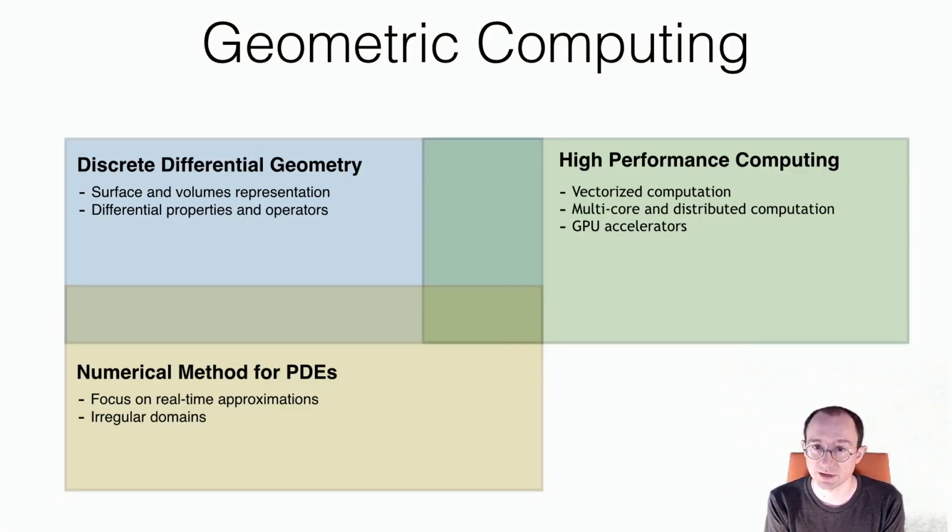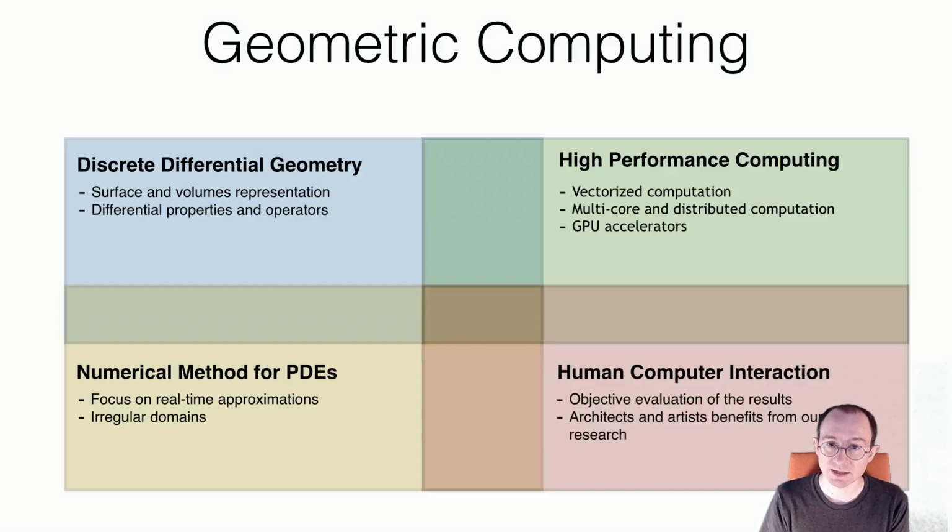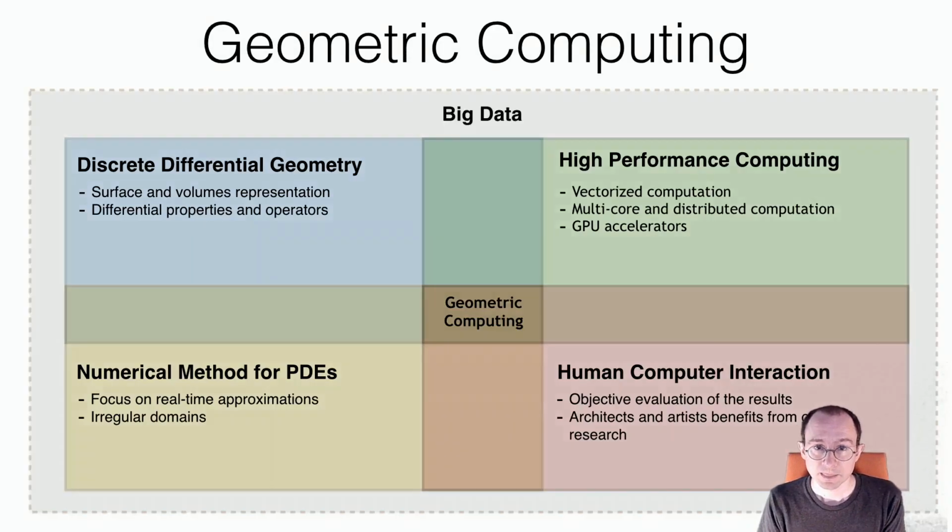So there is also a part on how to accelerate computation using either vectorized computation, distributed computation, or GPUs. And finally, there is also a part of human-computer interaction, because at the end of the day, people are using these tools and they need to be usable. So geometric computing is somewhere at the intersection of all these four disciplines.